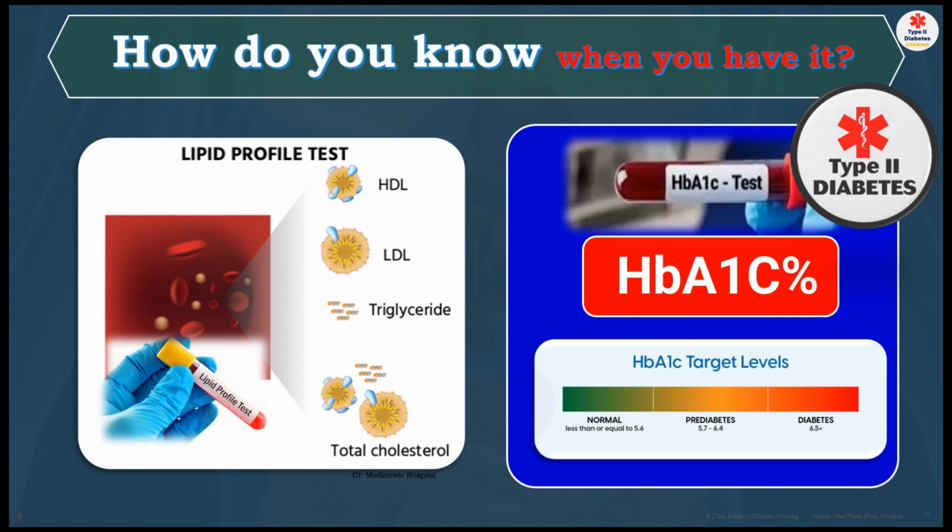How do you know when you get diabetes? Diabetes is defined by HbA1c. In order to get the data, you have to take a blood test. The blood test is pretty much defined by the lipid profile test: HDL, LDL, triglyceride, and cholesterol. All those things you use for determination of diabetes, type 2 diabetes.